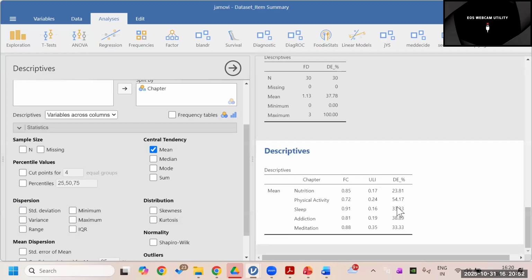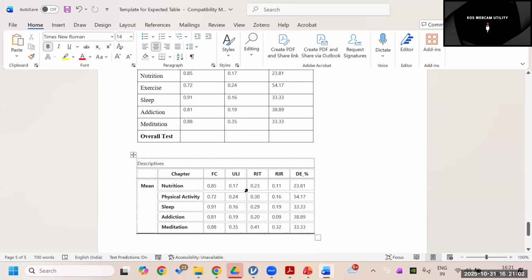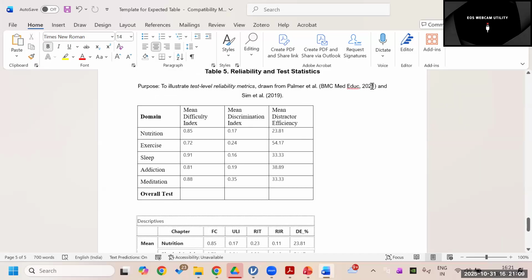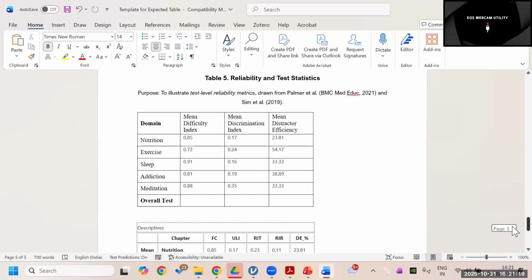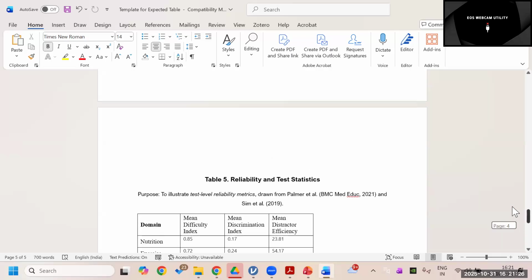So this is the table. And you can copy, you can just enter these values, and I have done the same. I have copy pasted this output. Here you can enter the RIT and RIR also, but in this table, which we have adapted from BMC Medical Education 2021, they have given three: mean difficulty index, mean discrimination index, and mean distractor. And you can copy paste these values here. So basically you can recreate these four tables from this output, whatever we have shown you in Jamovi.